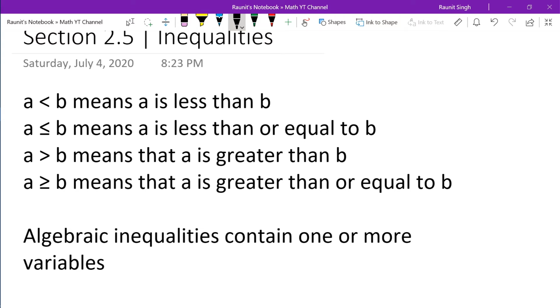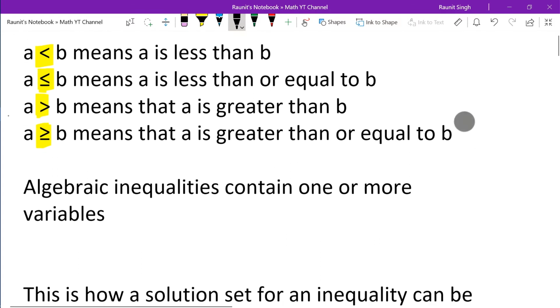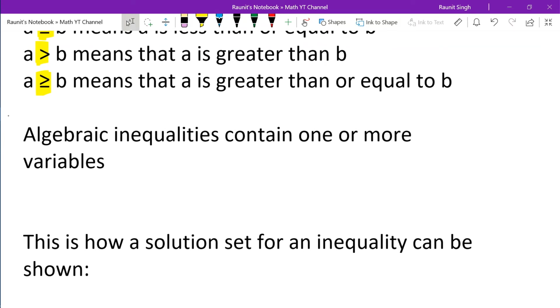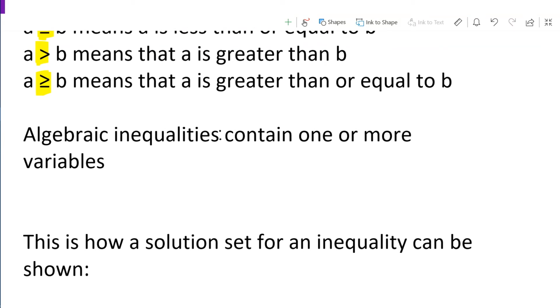Really, all you need to know is what these signs mean. If you know what these signs mean, then you're basically good to go. The first one is less than. The second one is less than or equal to. The third one is greater than. And the fourth one is greater than or equal to. There's supposed to be a colon right there.